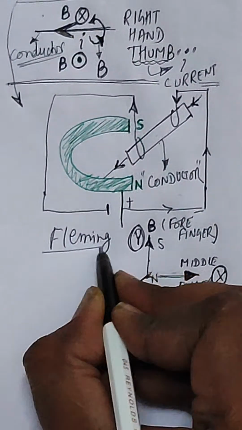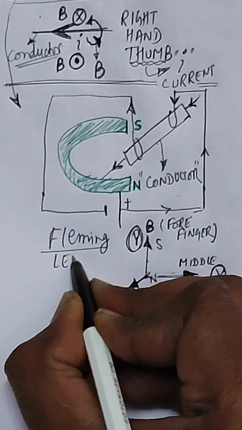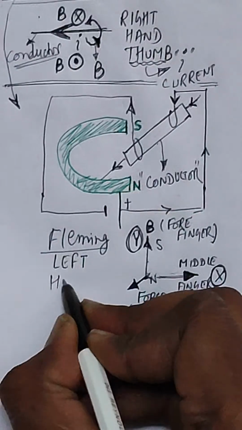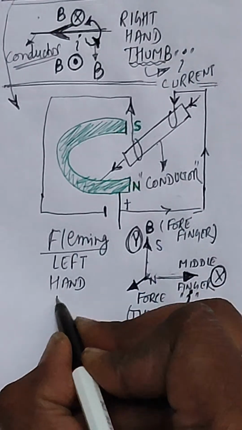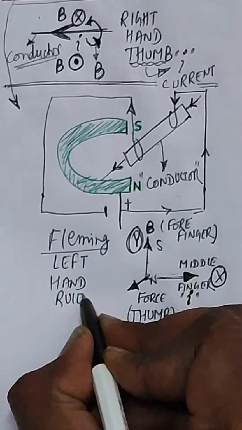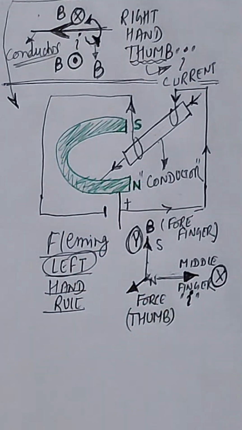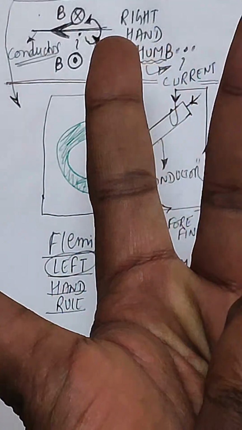Thumb of what? Left hand. That's why the name is Fleming's left hand rule, right? Left hand rule. That's why I've used my left hand to show you the direction.